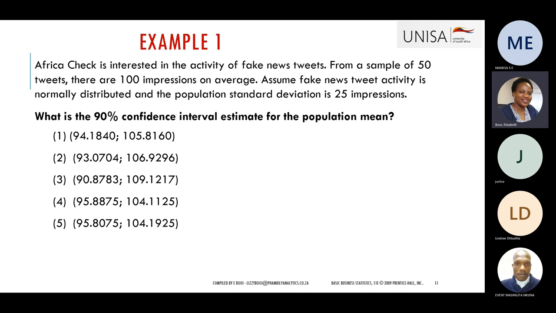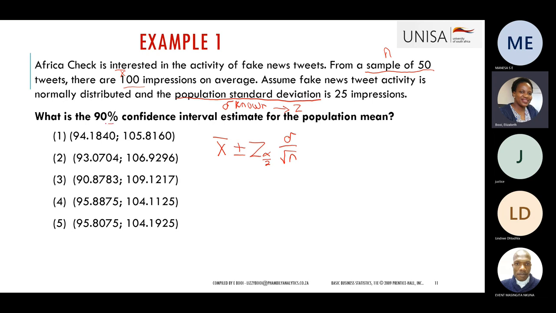And what have they given me? Identifying my facts, they have given me my sample size of 50. They also say on average, which means this is my mean, X bar. My mean is 100. Assume that the fake news tweet activity is normally distributed with the population standard deviation. So they gave me my sigma. So it means sigma is known. And when sigma is known, I use the Z. And that helps because now I can immediately identify the formula that I need to use: Z alpha divided by 2 times sigma divided by the square root of n. Because they gave me all this information, I am able to do that.